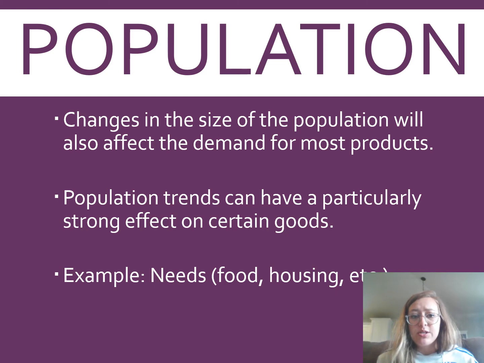Population trends have a particularly strong effect on certain goods. For example, needs, basically. So any sort of food or housing, right? As the population increases, we see more apartment buildings pop up and stuff because we know people are going to have demand for a place to live, food to eat, so on and so forth.